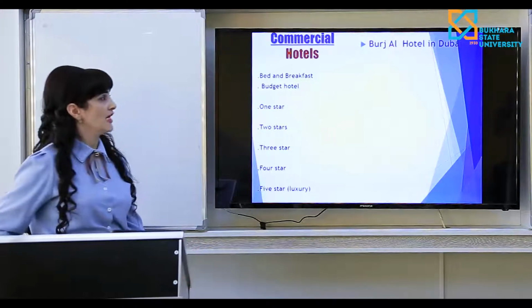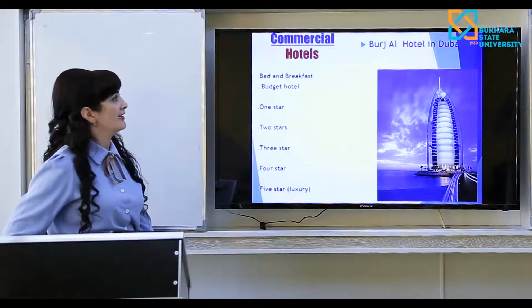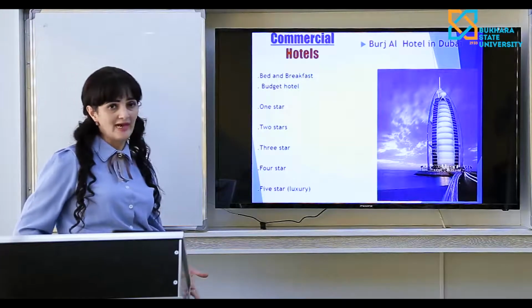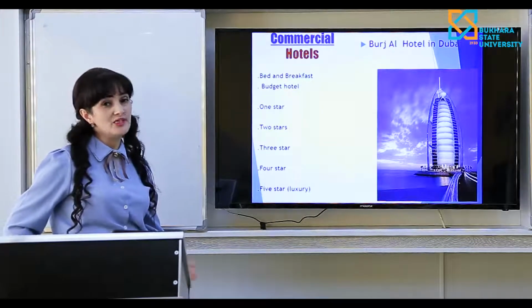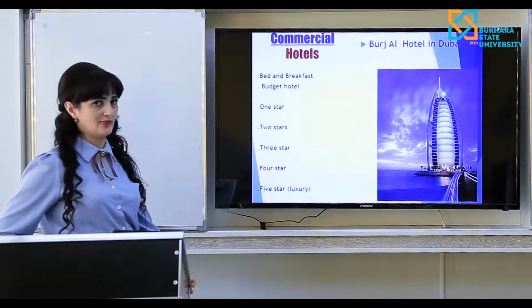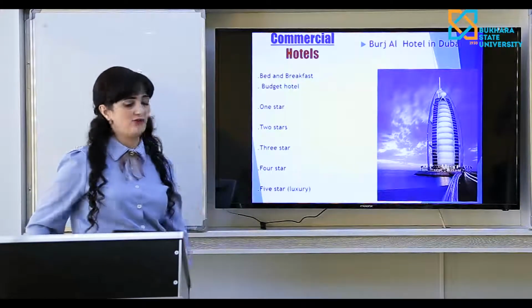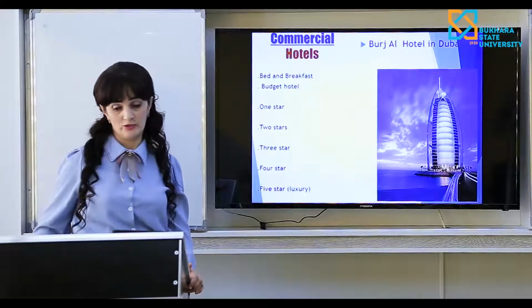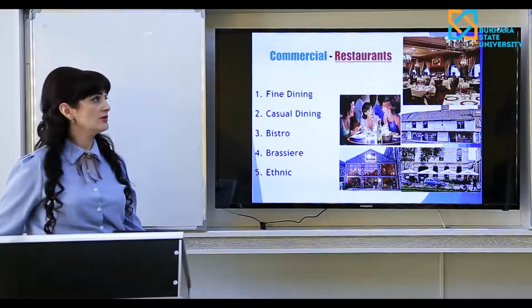The first commercial type of establishment is hotels. As an illustration, I have given you hotels, and bed and breakfast hotels, which offer only bed and breakfast. Budget hotels are considered to be the cheapest type of hotel. Only people on a small budget can afford this type of hotel. Hotels vary according to their stars, from 1-star to 5-star hotels. And here in the picture you can see the most expensive type of hotel, Burj Al Arab, which is located in Dubai. In the commercial type, we may also include restaurants.